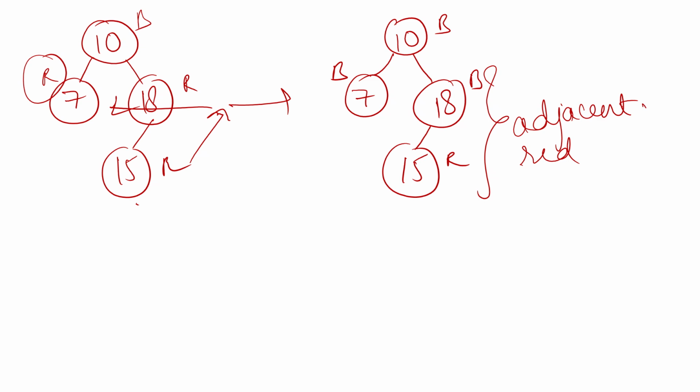Red. We don't want that. So this is what we do. We recolor, and then the next step: now we have to insert 16. So 16 is red. Again red.